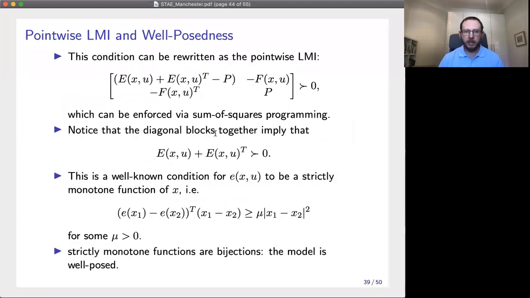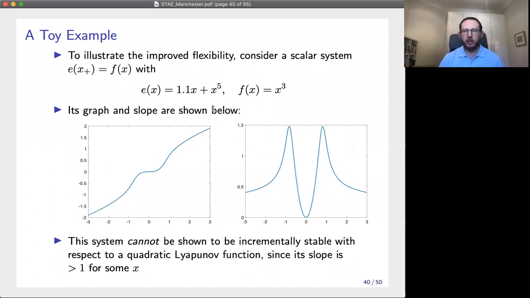Okay, so that's basically it. Just a toy example to show that this nonlinear metric actually does something. So here we consider just a simple scalar example defined by these equations, E equals 1.1x plus x to the 5, f equals x cubed.